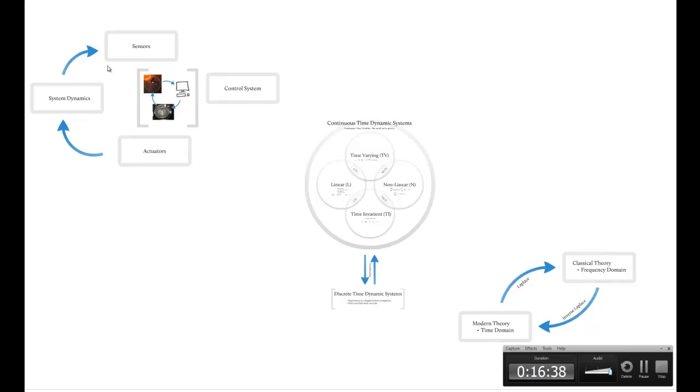And then finally, I want to make it clear how actuators and sensors are used to interface with the physical world. But we're going to spend most of our time looking at how we develop the control systems, not necessarily on the physics or the engineering of sensors and actuators.